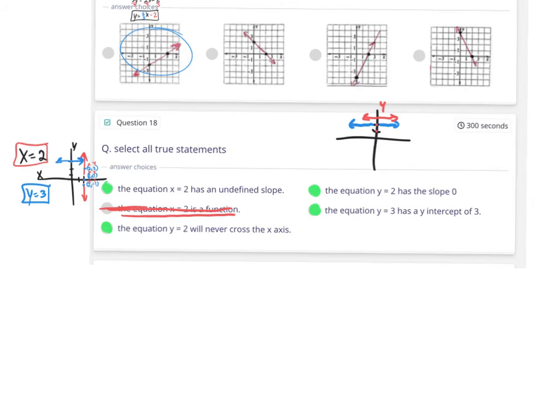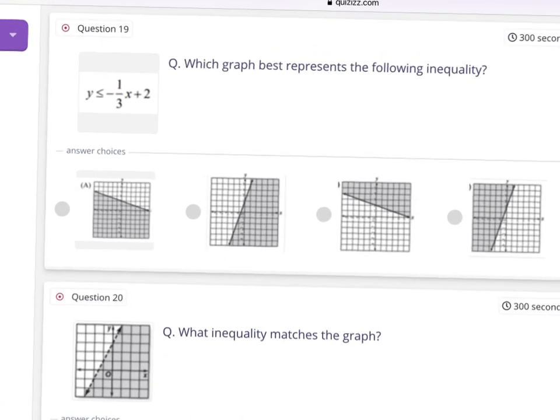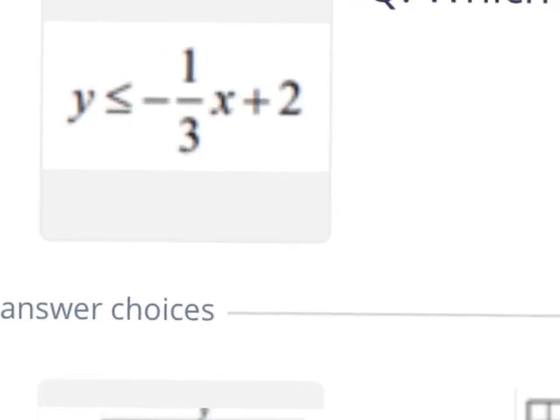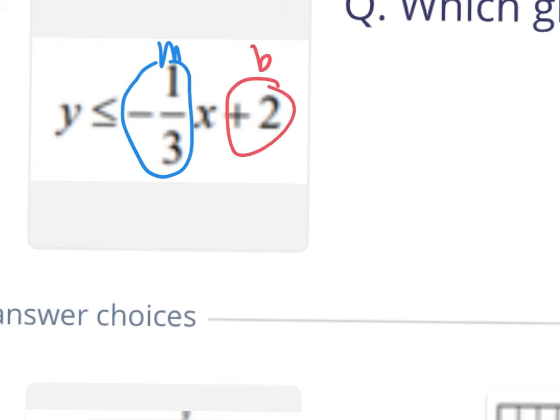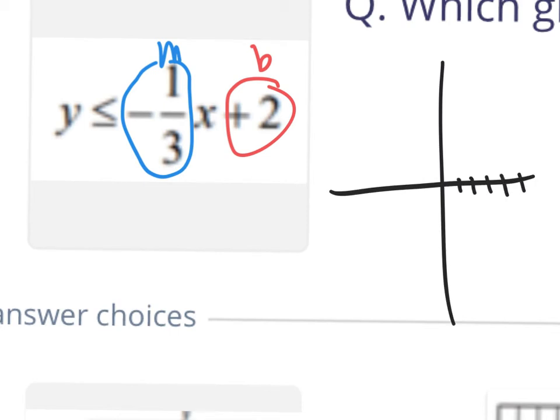Let's move on to question 19. Which best represents the following inequality? This is already in slope-intercept form. y equals m, which is negative 1/3, x plus b, where b is 2. So it's really easy to graph inequalities. You graph them exactly the way as you would equations. The only difference is that before drawing your line, you have to decide if it's solid or dotted based on this inequality symbol right here. And then after that, you have to shade in either your answers are above that dotted line or solid line or below that line. So let's graph.